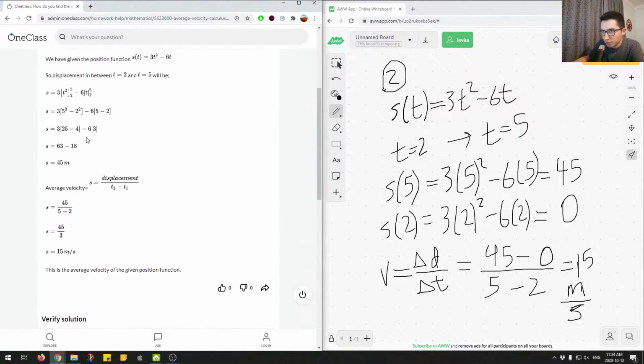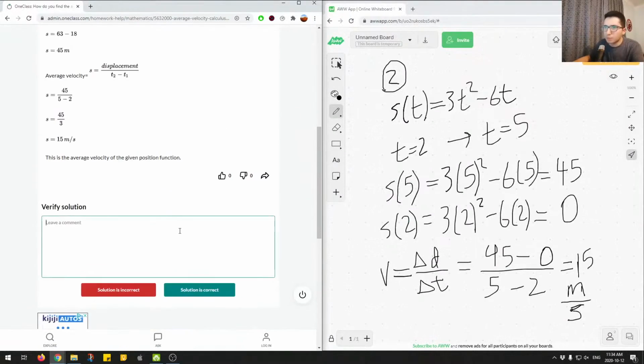So you can see the difference here, how we calculated. So here we just substituted in and then did the subtraction. Here they did the subtraction in the same step for displacement. So they did the evaluation of 5 minus 2 and 5 minus 2 all in one step. Here we just split it out into multiple steps. So, correct answer. Great job. And we'll mark this as correct.